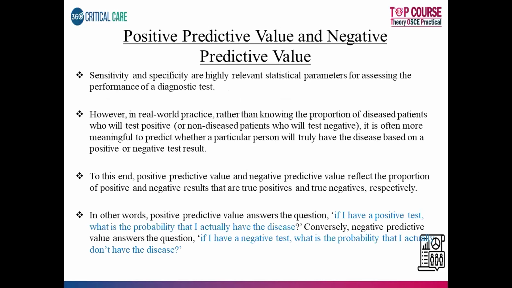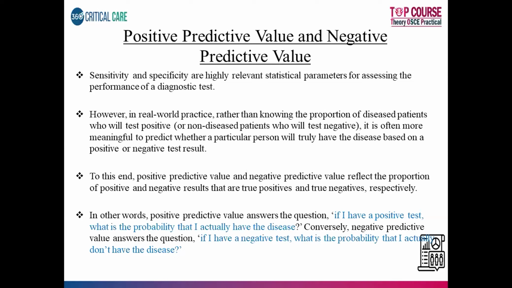So what is positive predictive value and negative predictive value? Sensitivity and specificity are highly relevant statistical parameters for assessing the performance of a diagnostic test. However, in real world practice, rather than knowing the proportion of diseased patients who will test positive, it is often more meaningful to predict whether a particular person will truly have the disease based on a positive or a negative test result. To this end, positive predictive value and negative predictive value reflect the proportion of positive and negative results that are true positives and true negatives respectively.